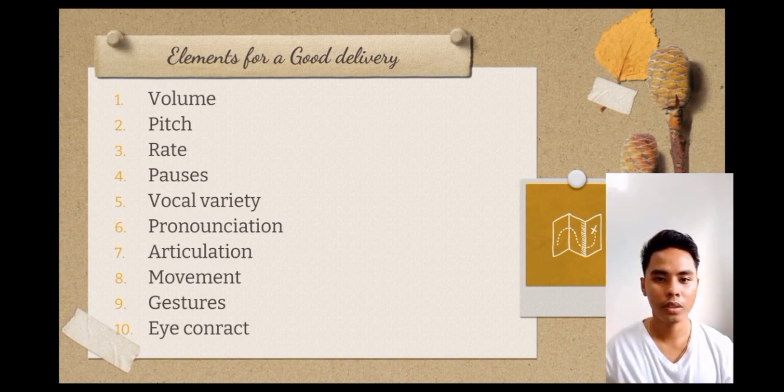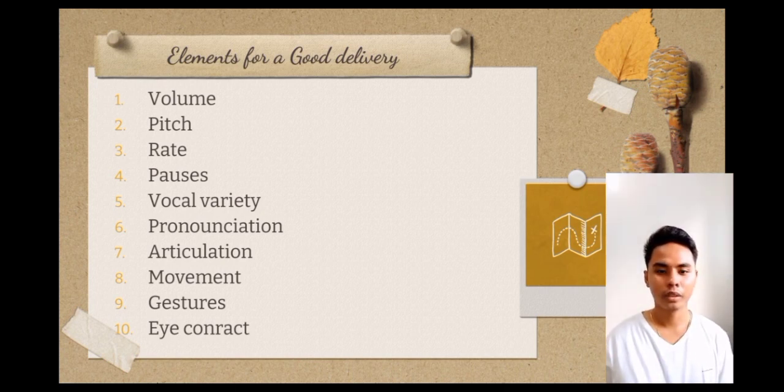Articulation is how clearly the speaker pronounces words. When a speaker uses improper diction, the hearer cannot make out the words spoken and often requests a repeat of what's said.